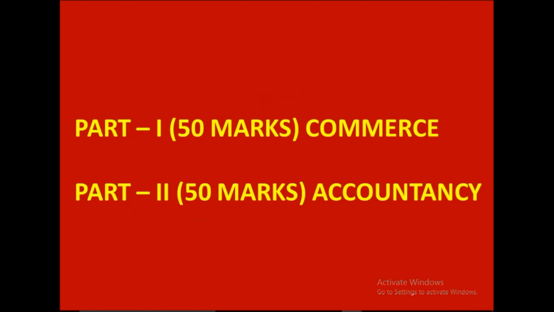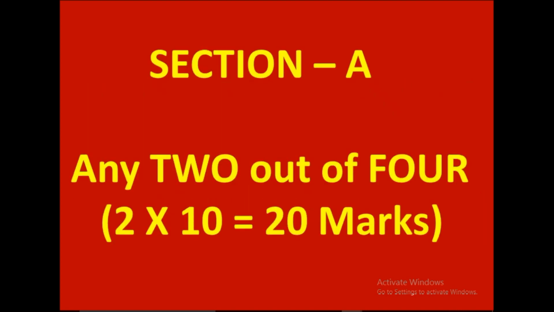Total paper is divided into 2 parts. Part 1, Part 2. Part 1 is commerce, part 2 is accounts. From commerce, you will get the questions for 50 marks. And from accountancy part, you will get the questions for 50 marks. Total 100 marks paper.